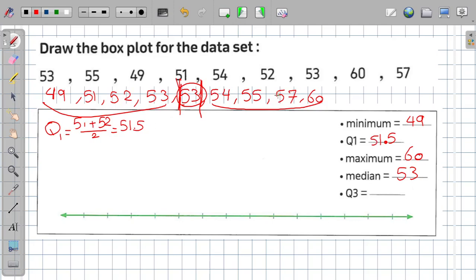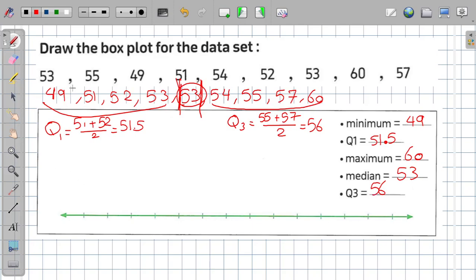In the upper half, I have 54, 55, 57, 60. So I have two numbers in the middle. I have 55 and 57. So Q3, or the third quartile, equals 55 plus 57 over 2. 55 plus 57 over 2, I think it's equal to 56. So the upper quartile, or Q3, is 56.